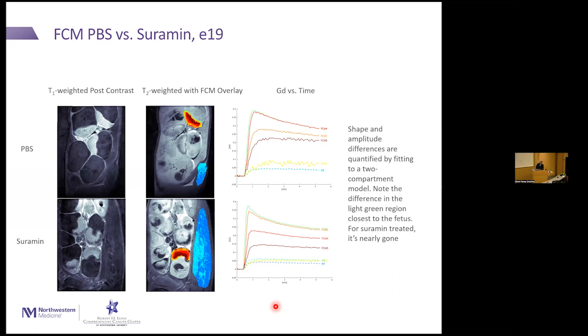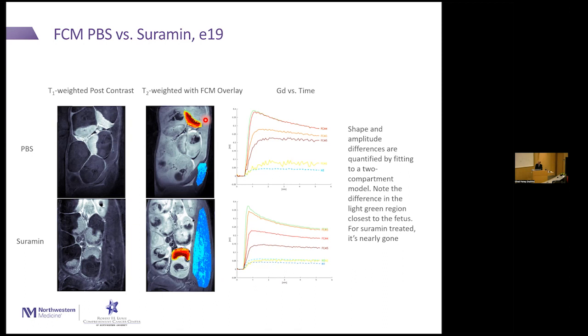So this is an example of these curves that I was talking about earlier. The suramin is an antivascular agent, so the model is mimicking preeclampsia, and of course PBS is just plain phosphate buffered saline, and this blue and cyan color is just a region of interest in the muscle. And I've highlighted one placenta in each rat, and you can see the various curves that are color-coded.